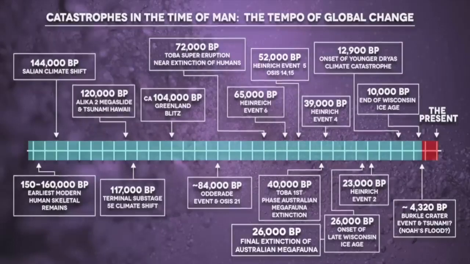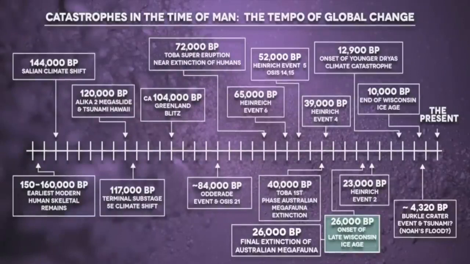Now, at this point, you probably haven't tied this in with what we've been saying before, other than I'll point out a few things to you that should be the onset of the late Wisconsin Ice Age, 26,000 years before present.